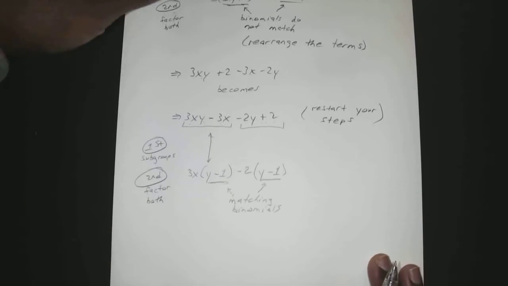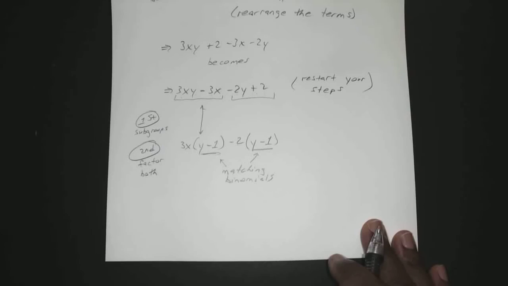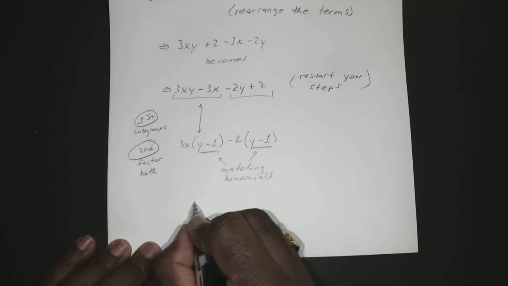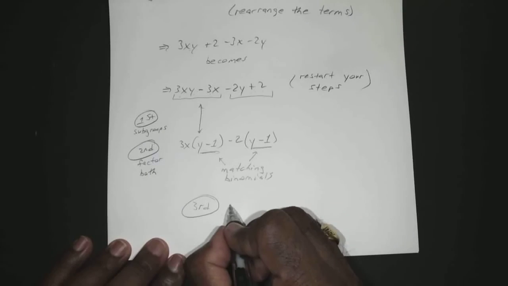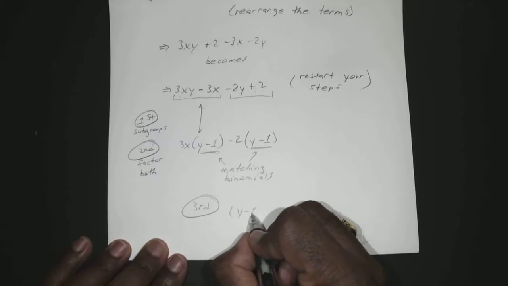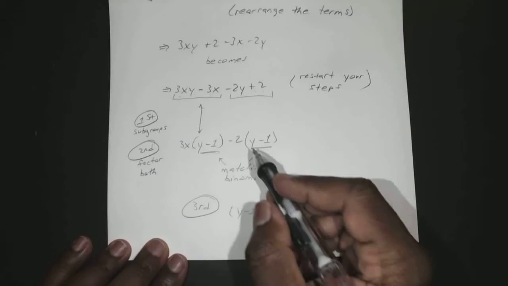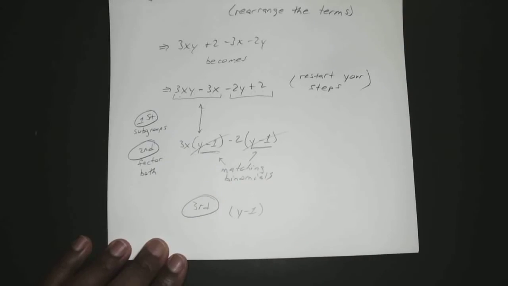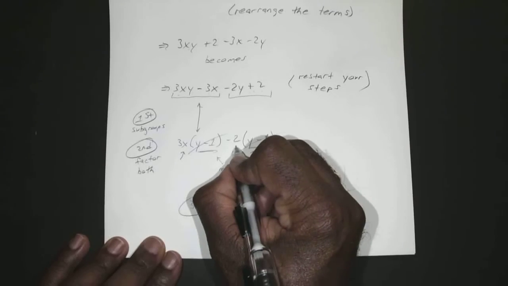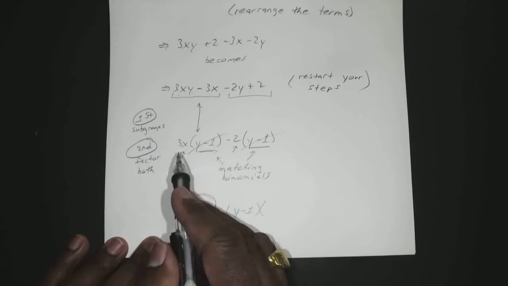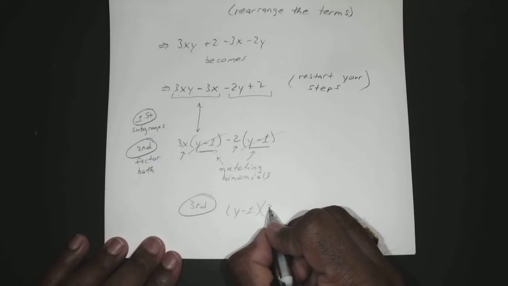Okay, so as long as we have our matching binomials, we can go ahead and factor it out. So now we can go to our third step. So we factor out the y minus 1, and you can go ahead and draw a line through it if you want to. And anything that's left will go into the other parentheses. So you have 3x minus 2.